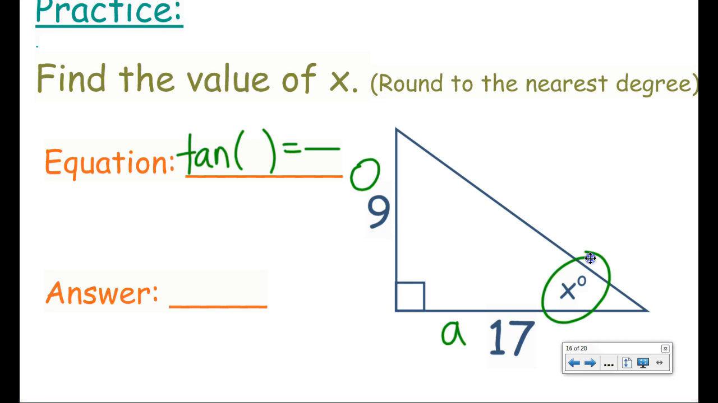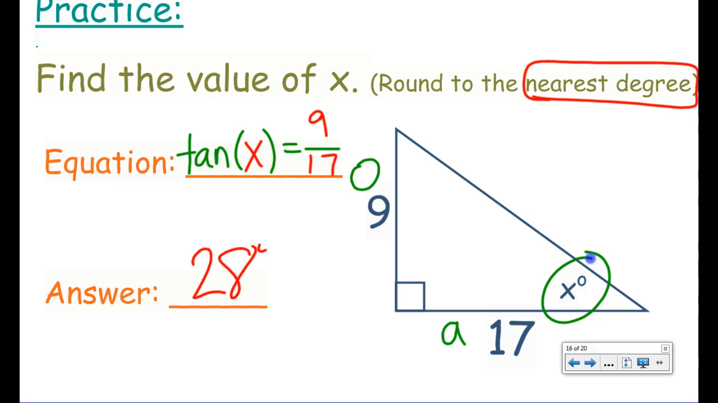Kenneth, what goes right here in the parentheses? Very good. Paige, what is our fraction? Very good. Opposite over adjacent. What are we pressing on our calculator? Second, second tan. 9 divided by 17. Catherine, what do you get? 27.9, which is 28. Whole number. Yeah, 28. When it says to the nearest degree, that's a whole number. 28 degrees.